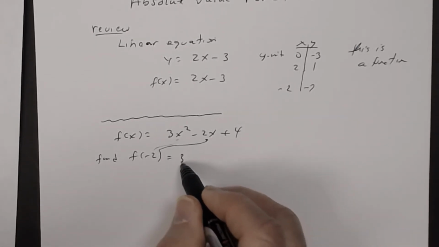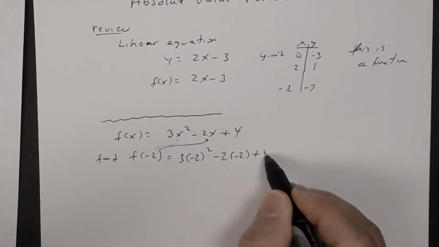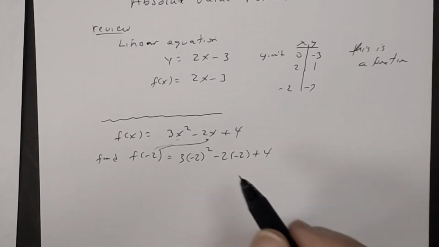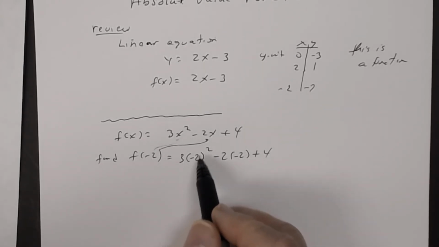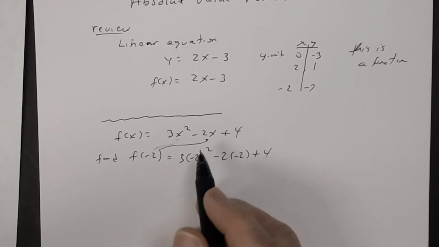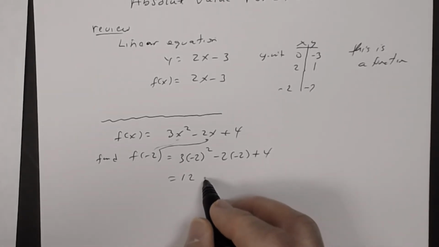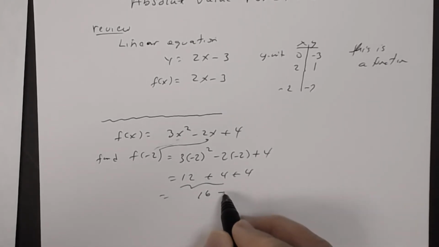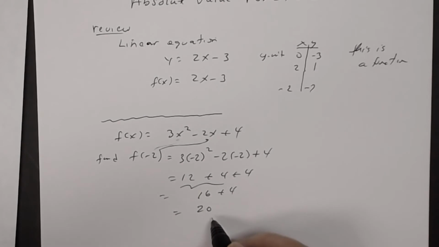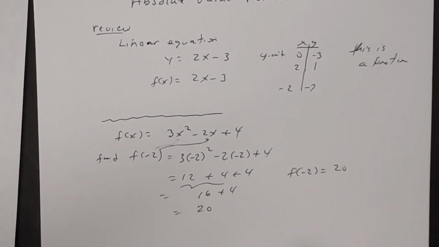So we get 3 times negative 2 squared minus 2 times negative 2 plus 4. Using the order of operations, I'm going to square before I multiply. So negative 2 times itself is 4. 4 times 3 is 12. And then negative 2 times negative 2 is positive 4, and plus 4. So I get 12 plus 4 is 16, and 16 plus 4 is 20. So what I found was that f of negative 2 is 20. Those are some of the things that we did with functions.